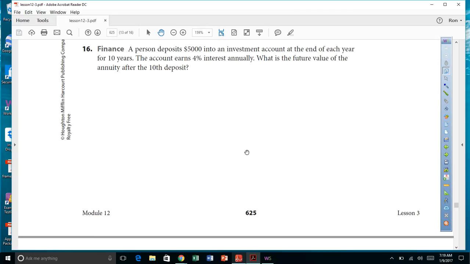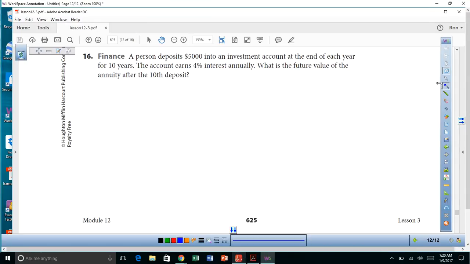Finance. A person deposits $5,000 into an investment account at the end of each year for 10 years. The account earns 4% interest annually. What is the future value of the annuity after the 10th deposit? So the first year it's going to be $5,000. And then the second year it's going to earn 4% interest, plus you're going to put 5,000 in.